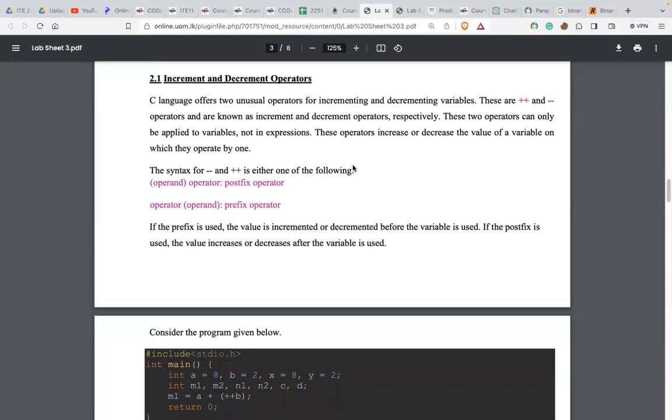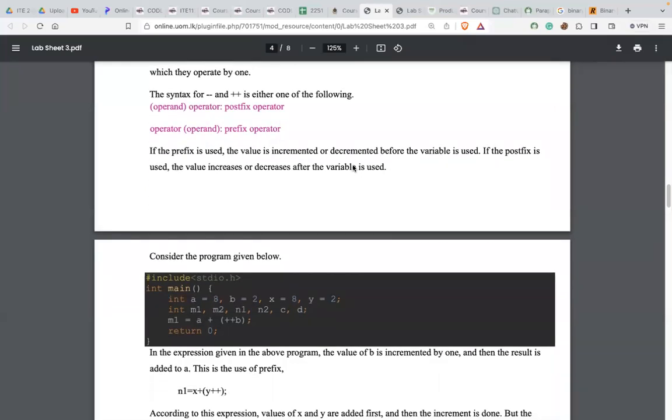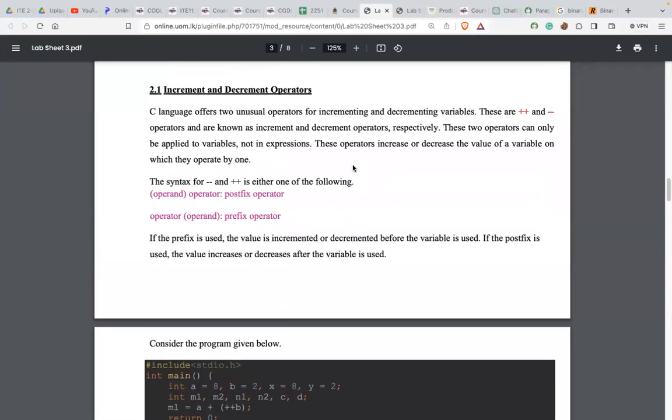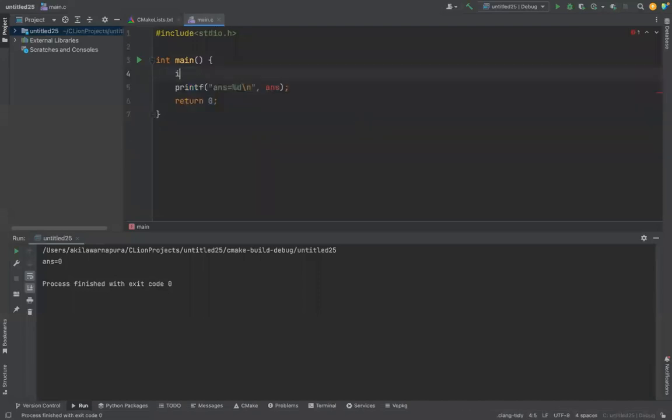Okay. For example, if you want to increment the value of a particular variable, how do you increment it? Let's say there is a variable x equal 30. Okay, you print the x value.